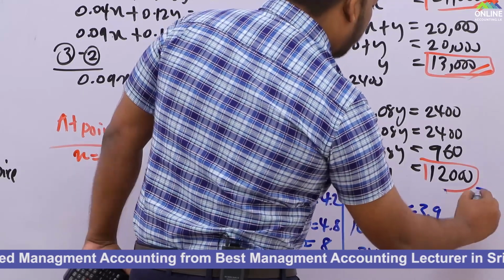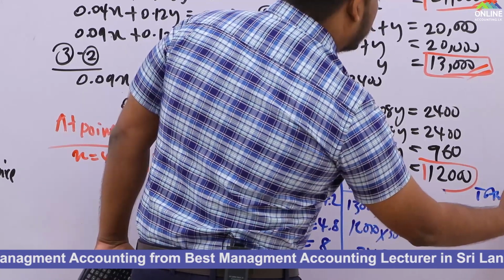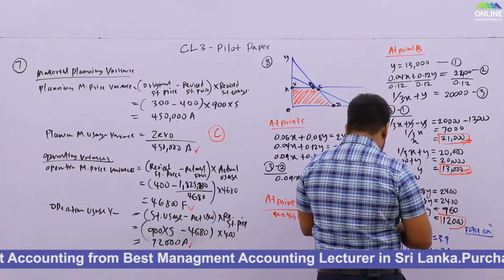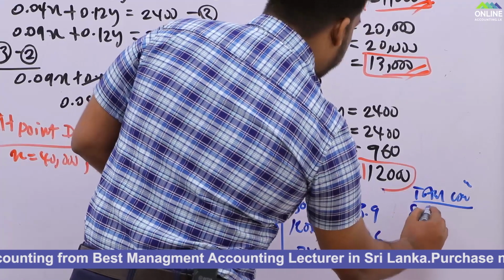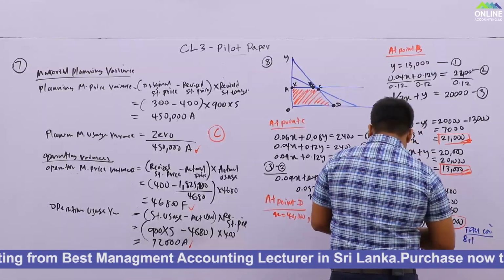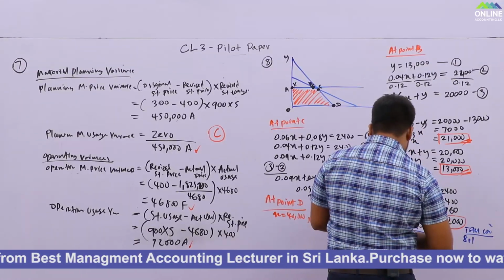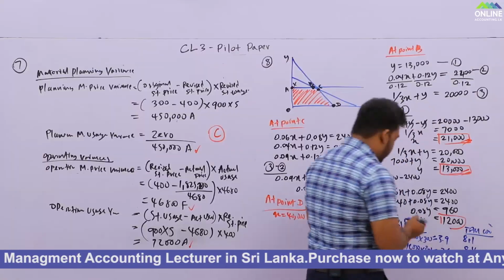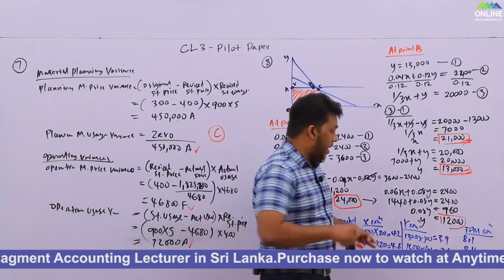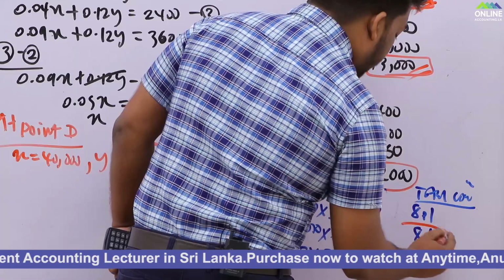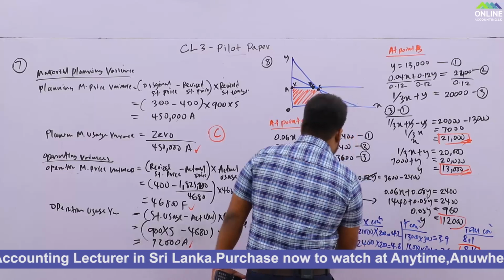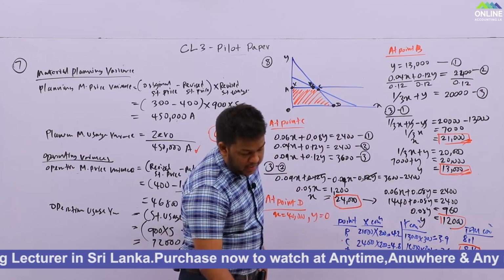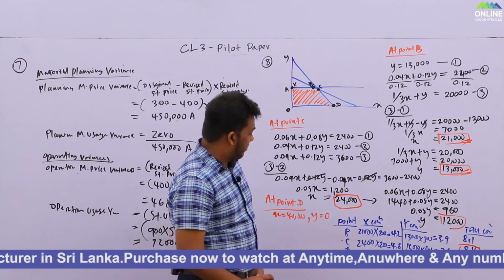Here 0. The total contribution is 4.2 million plus 3.9 million, which is 8.1 million. 4.8 million plus 3.6 million, here 8.4 million, then 8 million. Whichever is higher, here the second one. So at point C, it will be like that. So the answer is B.